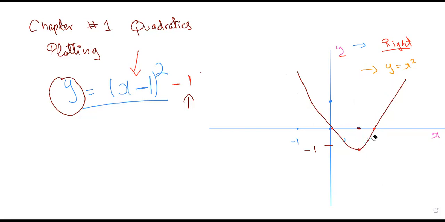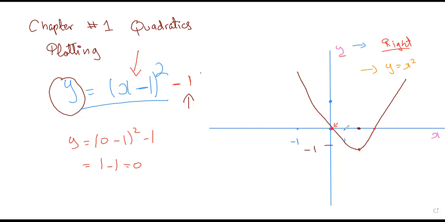Now I am interested in finding out, let's say, this value. What is the x coordinate? X coordinate is 0. Y would be... although it looks like it's passing through the origin, we need to find out. 0 minus 1 squared minus 1, we will get 1 minus 1, that is 0. So it has been proved that the graph will have the y-intercept 0.